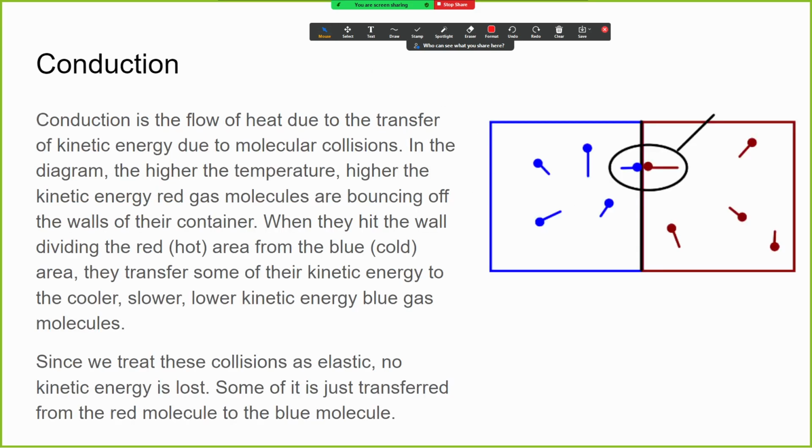So conduction is the flow of heat due to the transfer of kinetic energy through molecular collisions. What that's basically saying is that two things are in physical contact with each other.